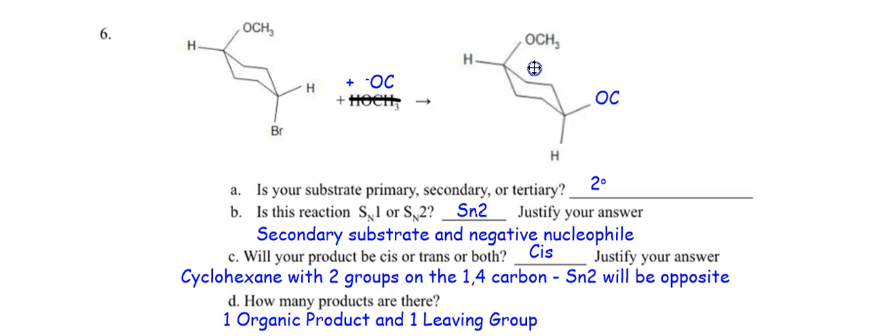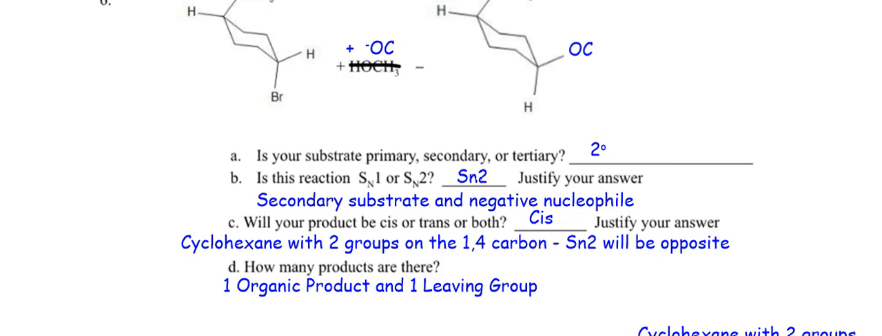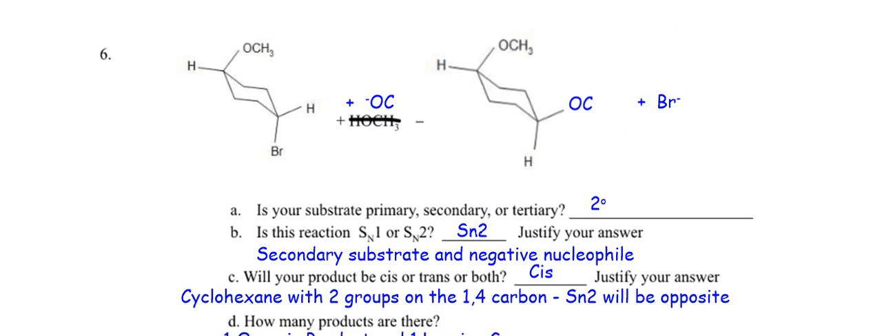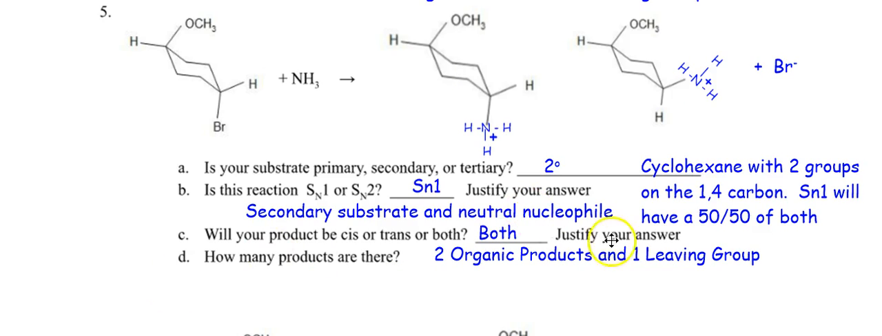So this is my organic product, and here is my leaving group. So I didn't label this. This is my substrate, nucleophile, organic product, and leaving group. And I realized I left out something above. Hang on. I left out my justify my answer for both. All right. Will your product be cis or trans or both? Justify your answer. Cyclohexane with 2 groups on the 1,4 carbons, SN1 will have a 50-50 mixture of both. Okay. Once again, this is my substrate, nucleophile, organic product, and my leaving group.